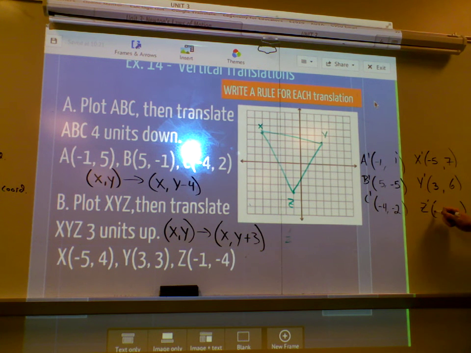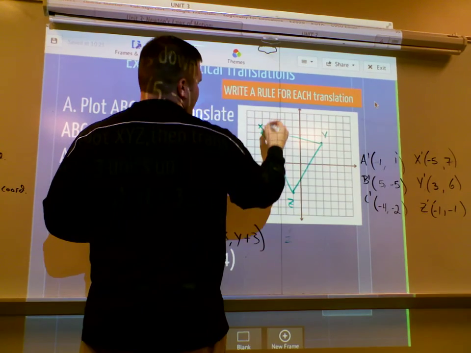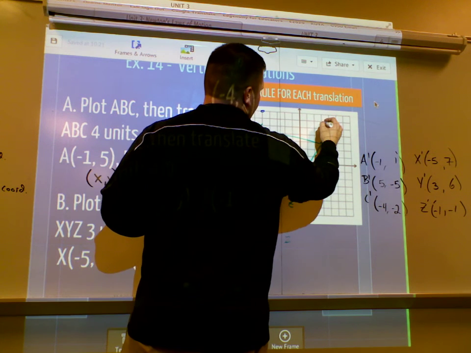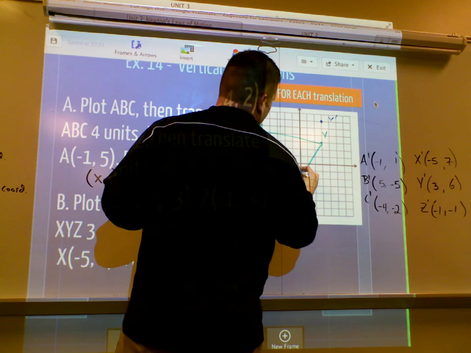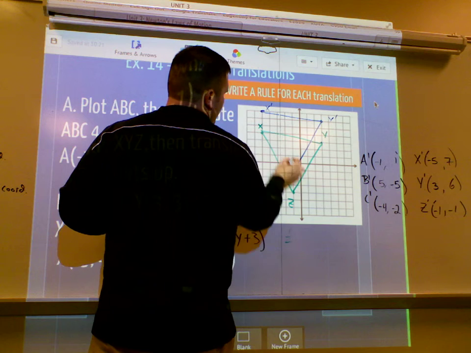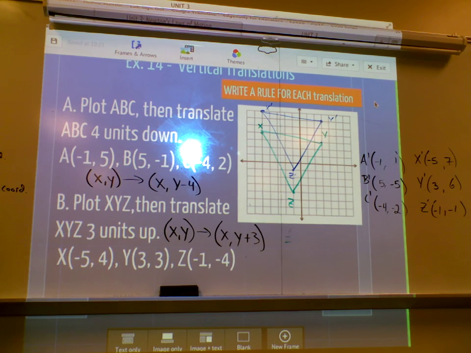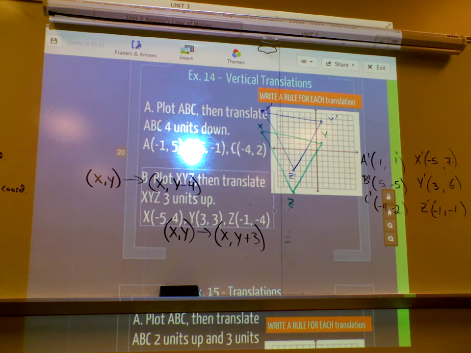Z prime. What was that, Maddie? And how'd you get negative 1? I added 3 to... Good. Did you change your x? No. So we just went vertical. So we moved everybody up. 3. 1, 2, 3. 1, 2, 3. 1, 2, 3. X prime, y prime, z prime. Just like that. Any questions? Any questions? Anybody try the back yet? Anybody try the back?